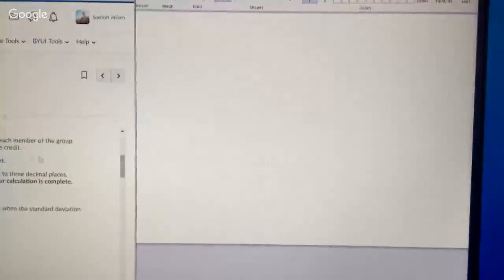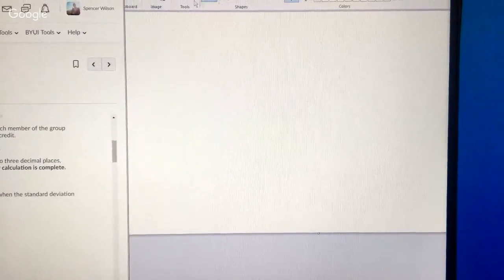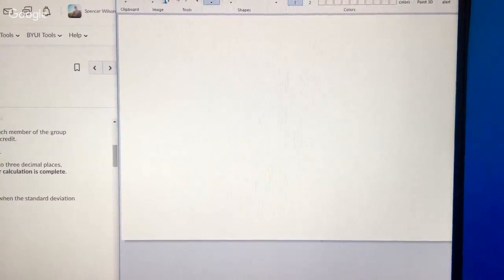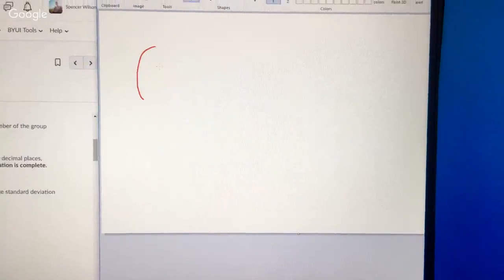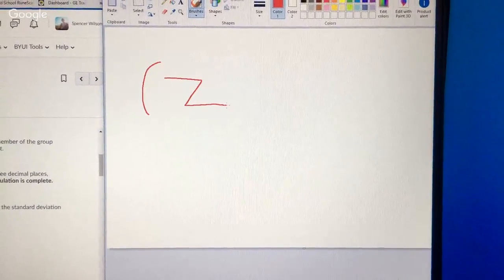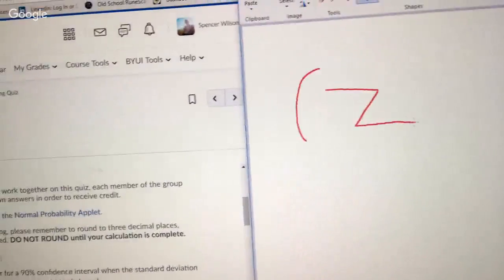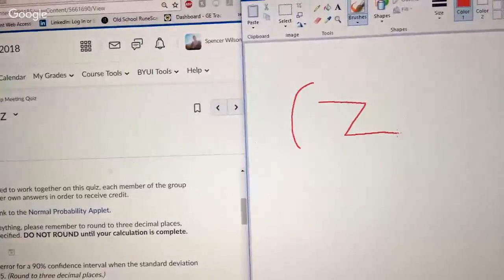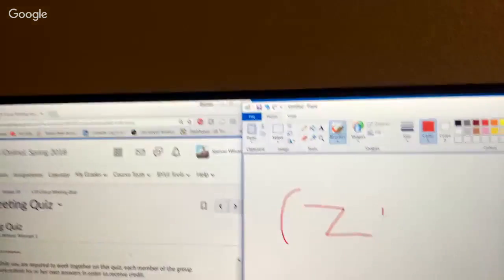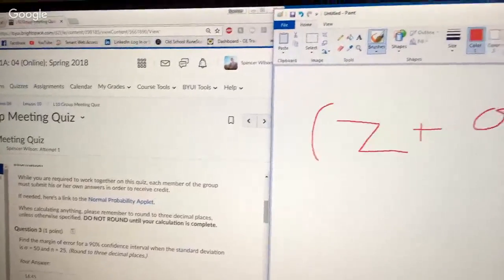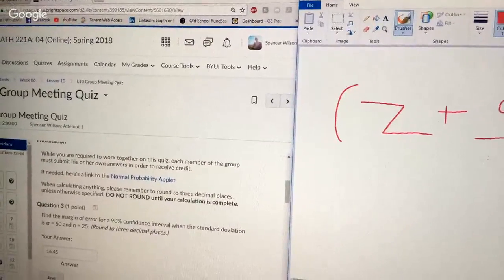So we're looking for the margin of error, right? Right at 90%. So we'll just grab this right here. So the margin of error, Z. Oh, it's kind of small. I can't read it. Z plus that. Okay. Divided by the sample size.